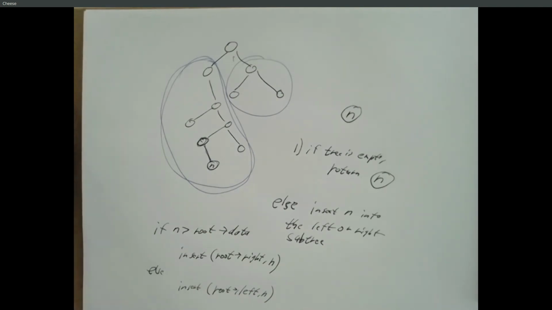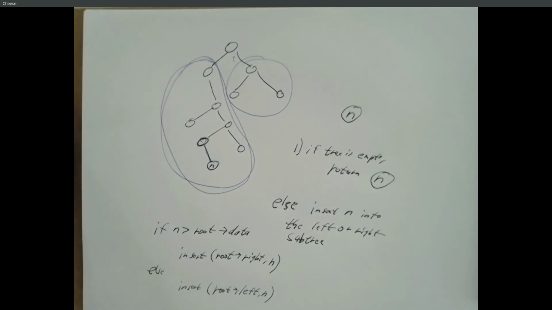And then we got to do one more thing. We've got to make sure that whatever insert returns to us, which is the root of the tree that it just updated, we've got to make sure that's what we're pointing to on the left. So we're going to want to say root left equals insert. Or in the former case, root right equals insert.